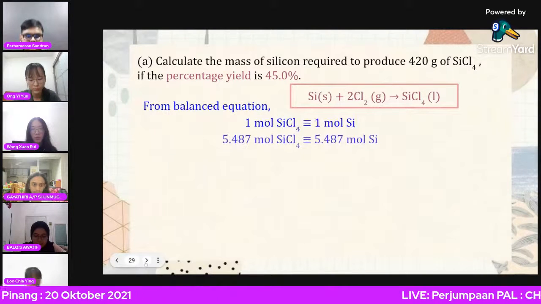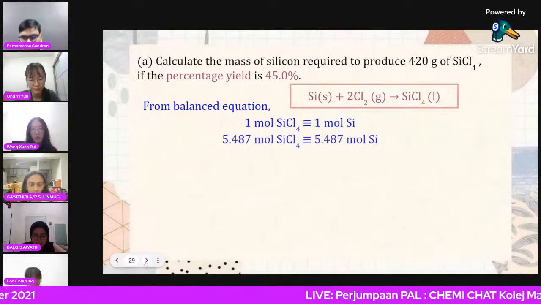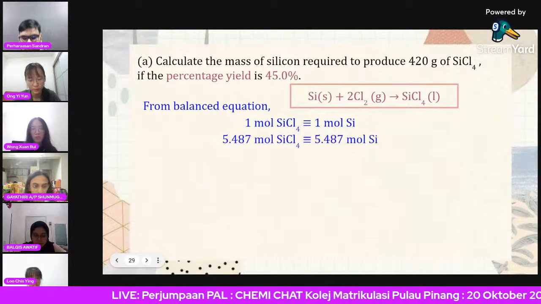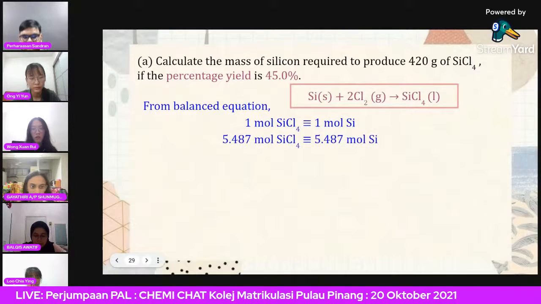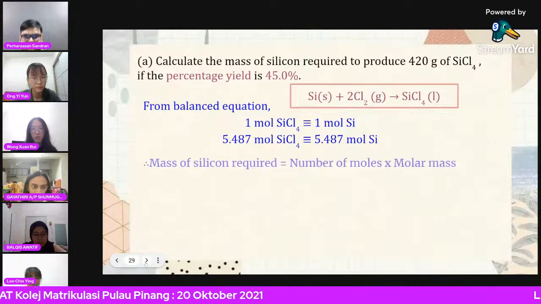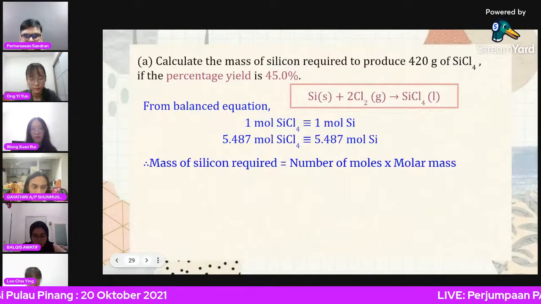Next, we have to compare the ratio of the number of moles. From the balanced equation, we know that 1 mole of silicon tetrachloride is produced by 1 mole of silicon, so the ratio is 1 to 1. 5.487 mole of silicon tetrachloride is produced by 5.487 mole of silicon.